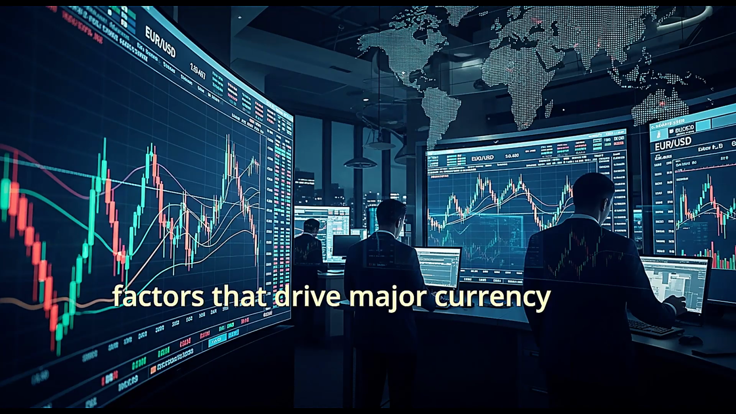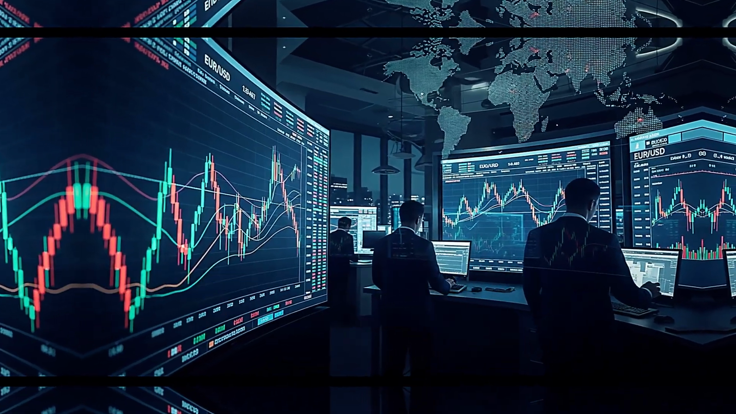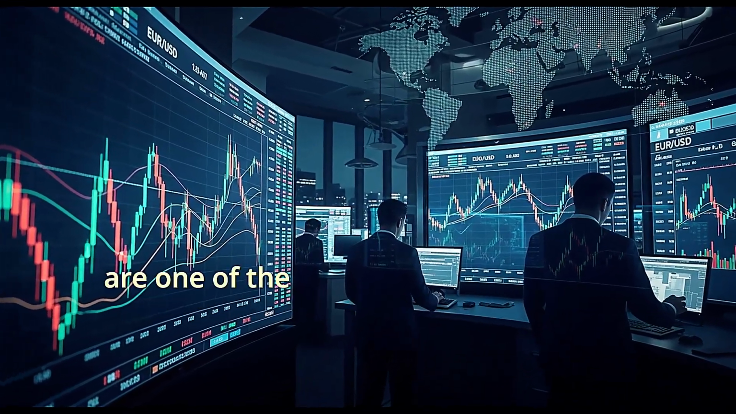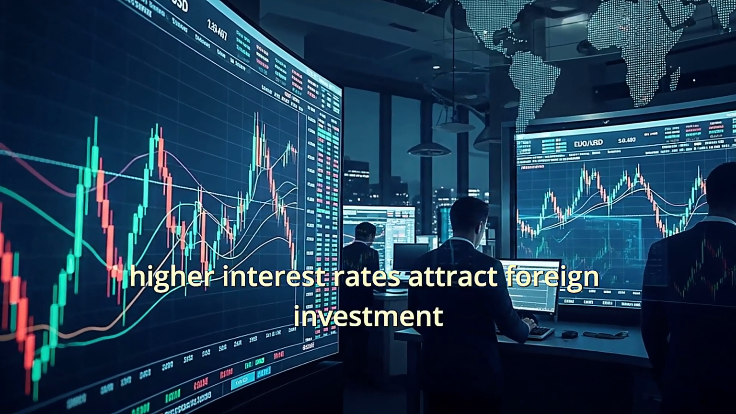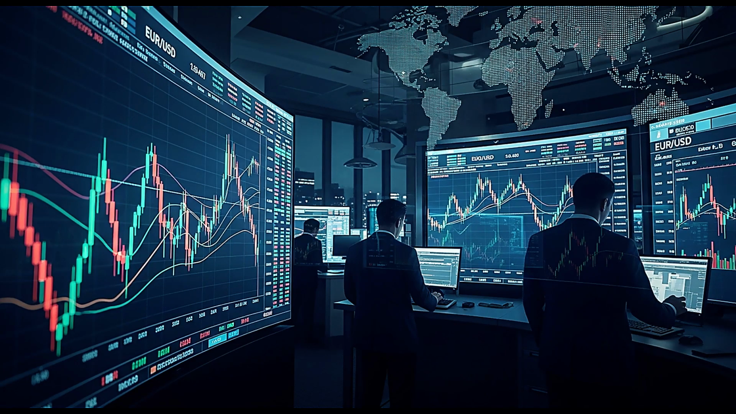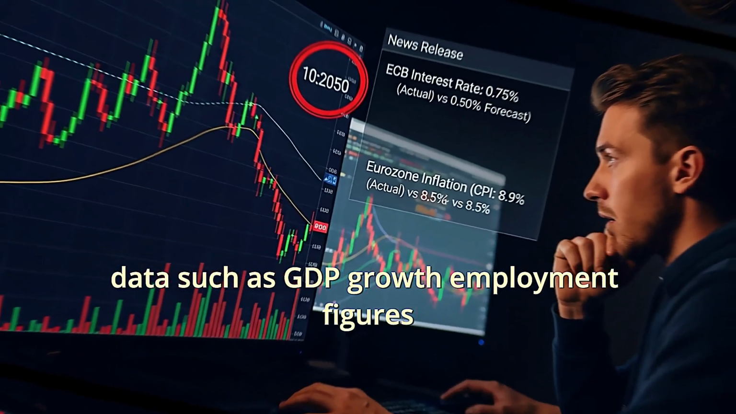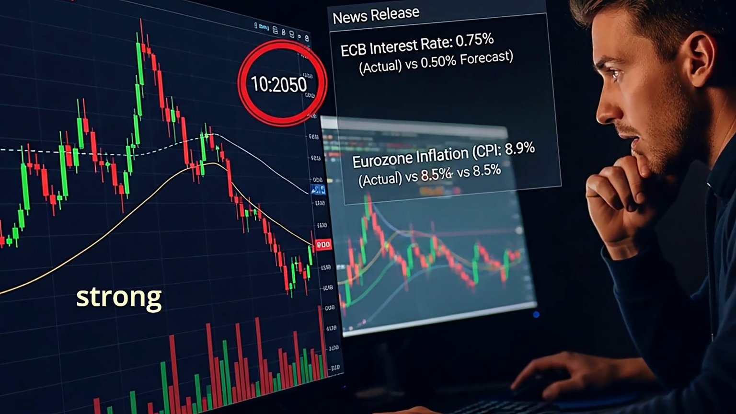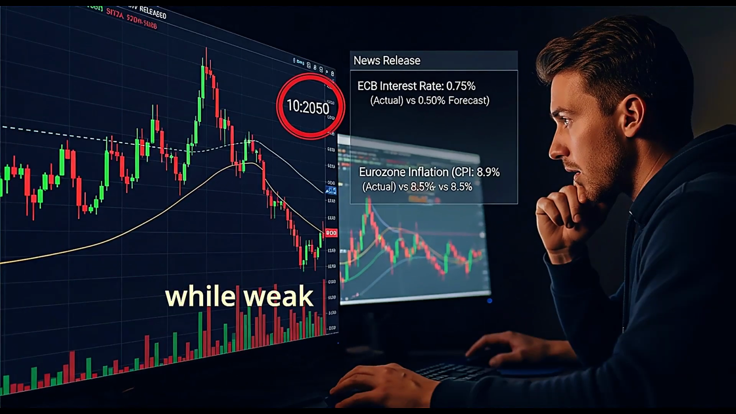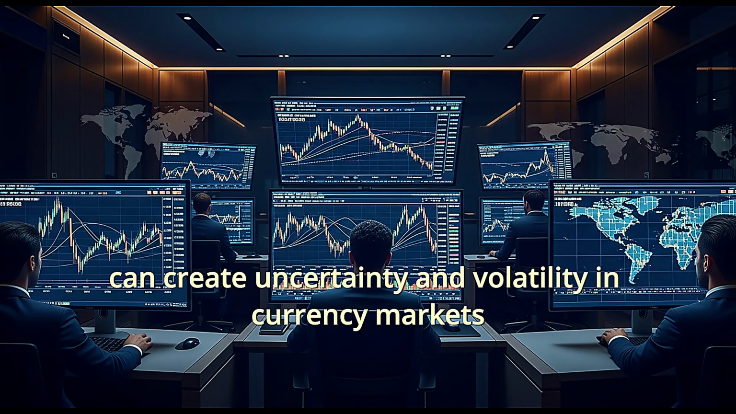Factors that drive major currency pairs. Several key factors influence the movement of major currency pairs. Interest rates set by central banks are one of the most powerful drivers of currency values. Higher interest rates attract foreign investment, increasing demand for a currency. Economic indicators. Data such as GDP growth, employment figures, inflation, and retail sales provide insights into the health of an economy. Strong data typically strengthens a currency, while weak data can weaken it. Political events, elections, and geopolitical tensions can create uncertainty and volatility in currency markets.